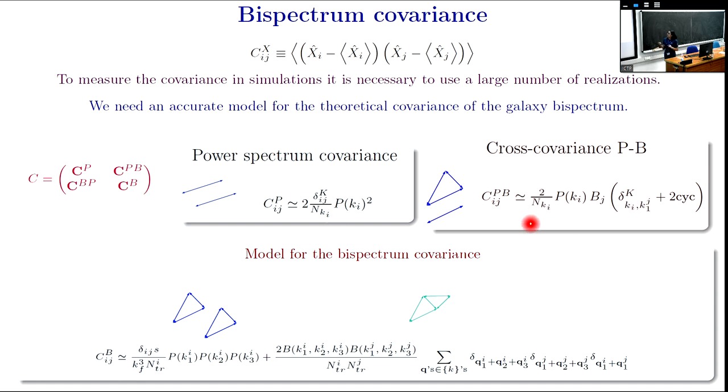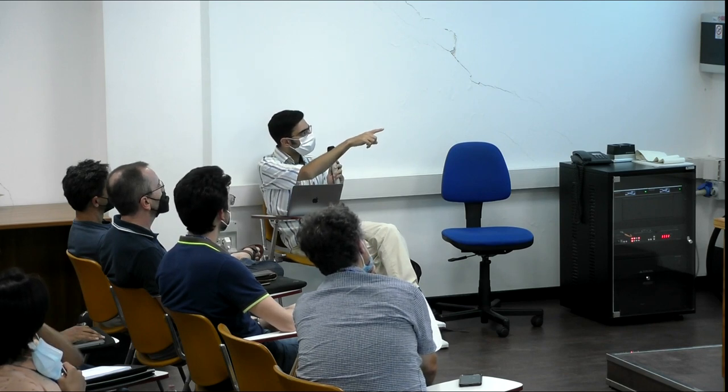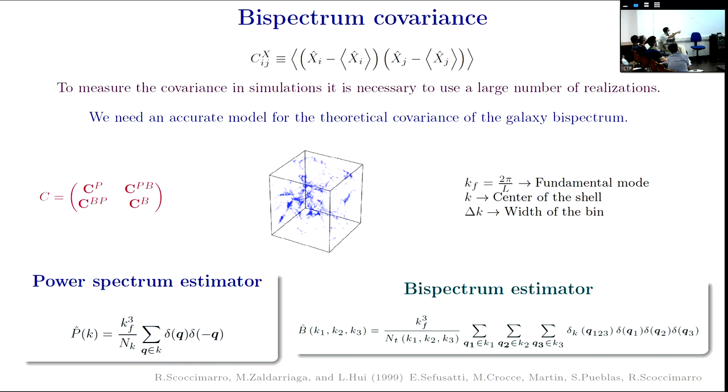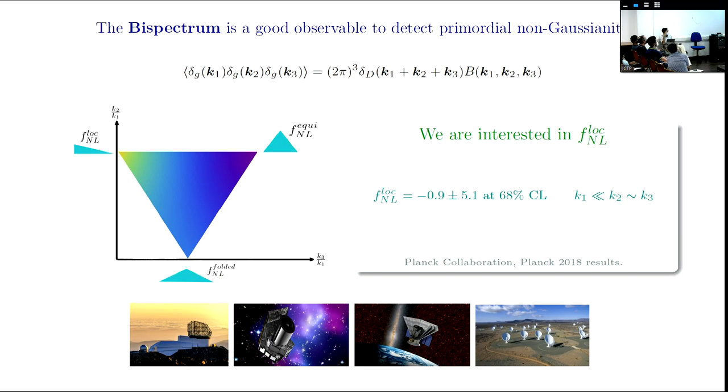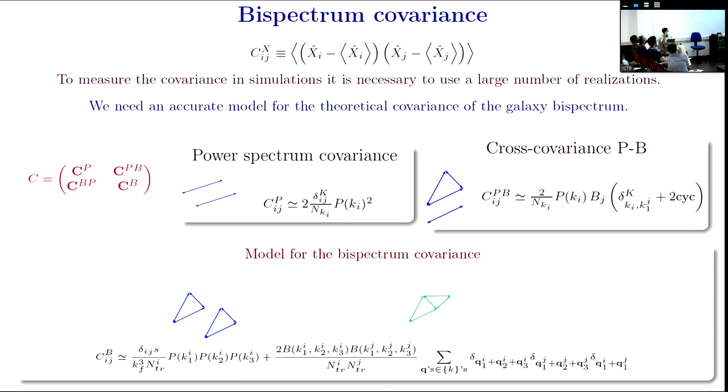In this case, we are neglecting the connected part of the covariance, so we are only taking into account the disconnected part. For the power spectrum, for example, we only consider the terms that correlate modes with the same size. In the previous slide, can you go to the, yeah. So one of these deltas is the Kronecker delta, and we need three deltas for the bispectrum. For the cross covariance, we correlate a triangle and one mode that has the same size as one of the sides of this triangle.